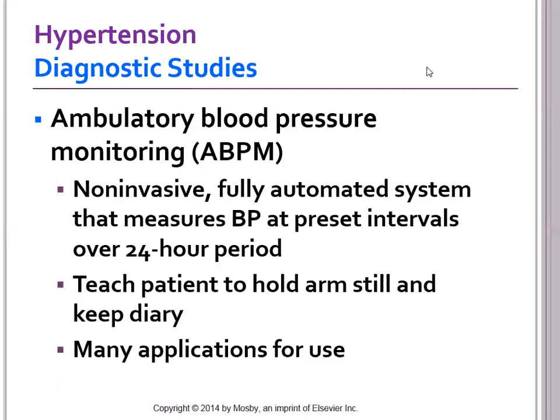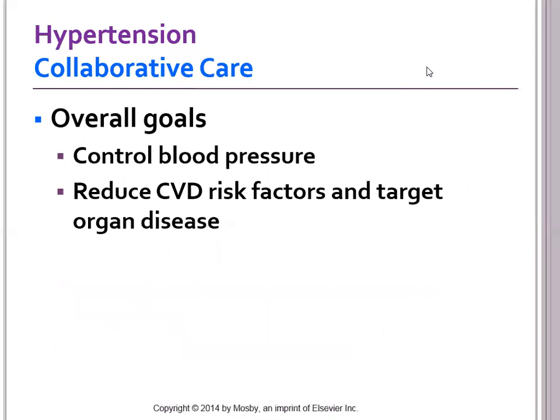Also, we can use it to monitor patients' blood pressures at home, because blood pressure at night during sleep usually drops by 10% or more from daytime when the patient's awake. Some patients with hypertension do not show a normal nocturnal dip in their BP. So again, the ambulatory blood pressure monitoring can help with that as well. So our goal with our hypertensive patients obviously is to control their blood pressure, reduce the risk of cardiovascular disease, and reduce the risk of damaging their organs.